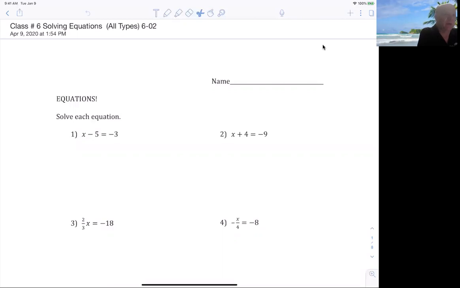I do think it's extremely important. We're into solving equations. I really want this done without a calculator, and it will help you review all your arithmetic.